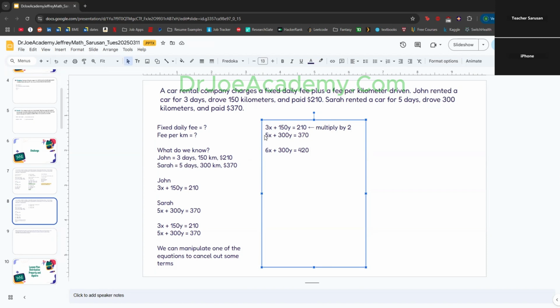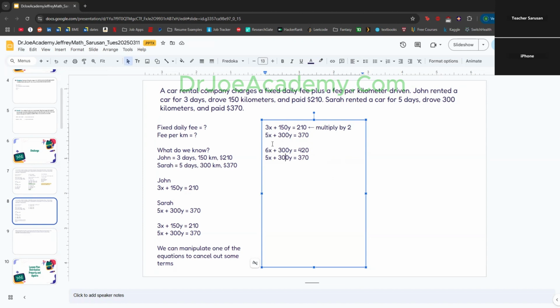All right, so multiply those by 2. The bottom equation stays the same. Now let's look at these two equations. Is there anything that we can cancel out? There's two 300s. Excellent. So these two can cancel each other out if we just subtract them from each other.